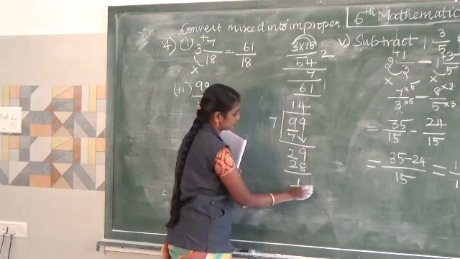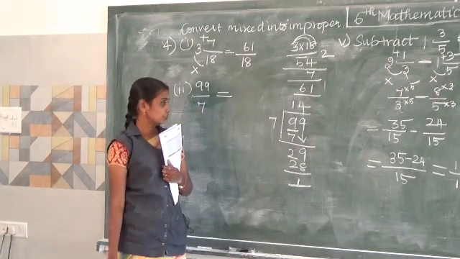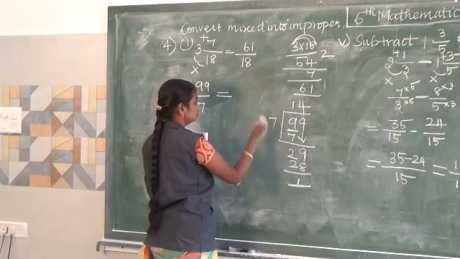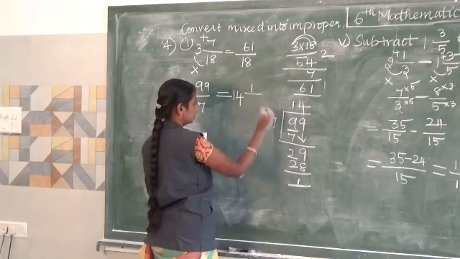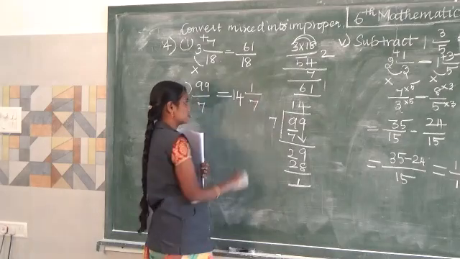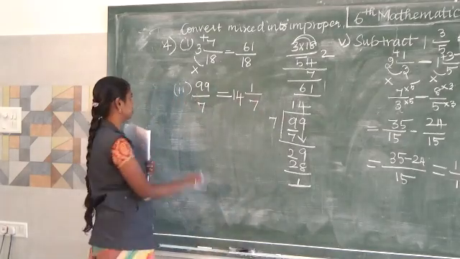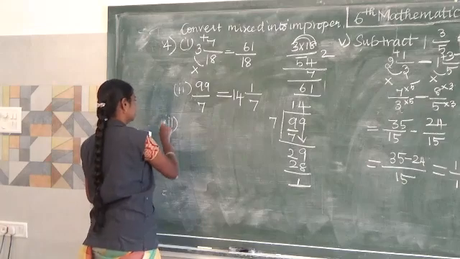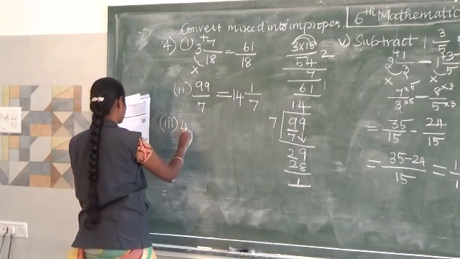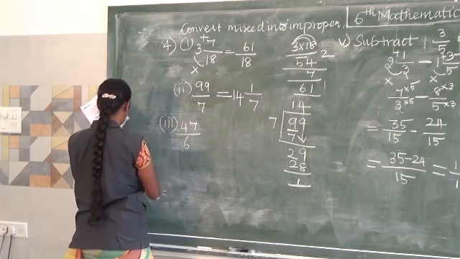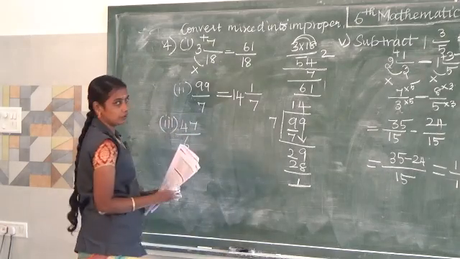Remainder is 1. So now the answer is 14, remainder 1, numerator, denominator as it is. 14 1 by 7. Next, option 3, 47 by 6.